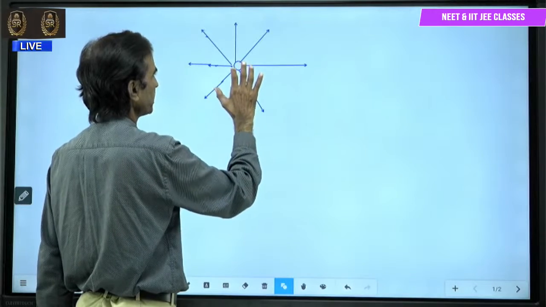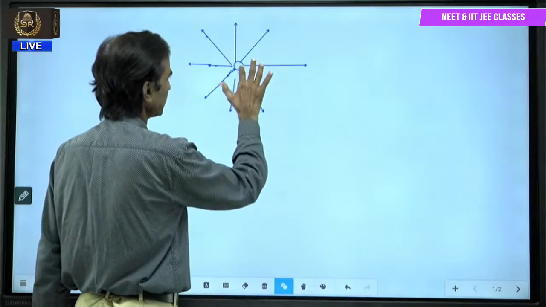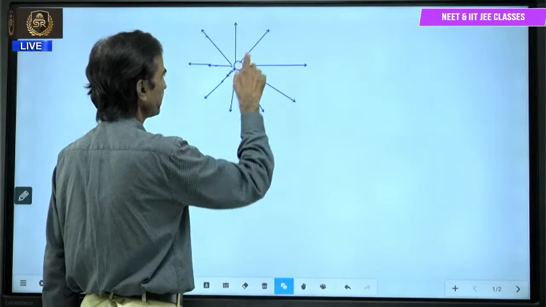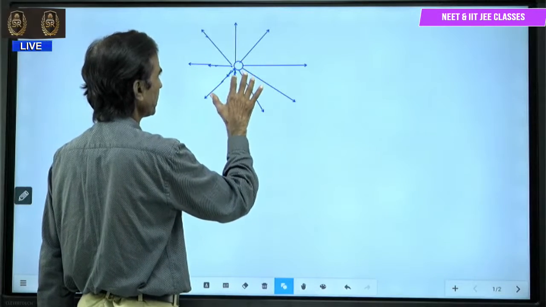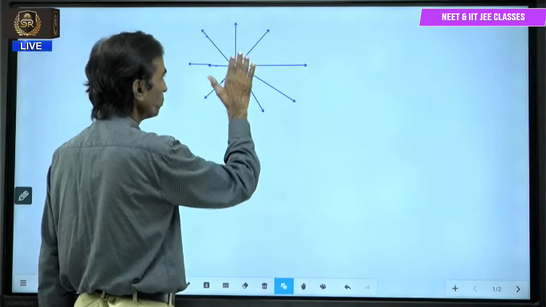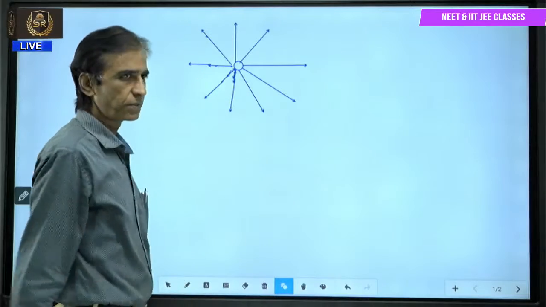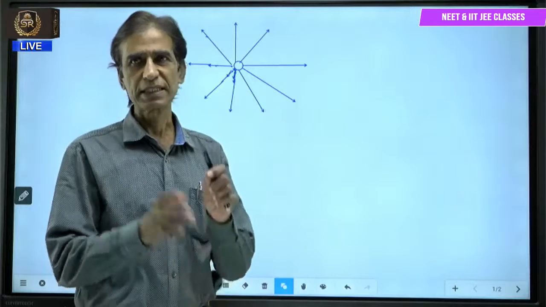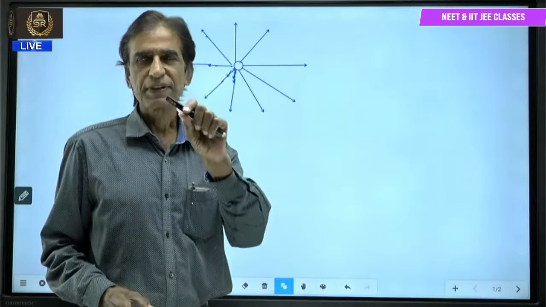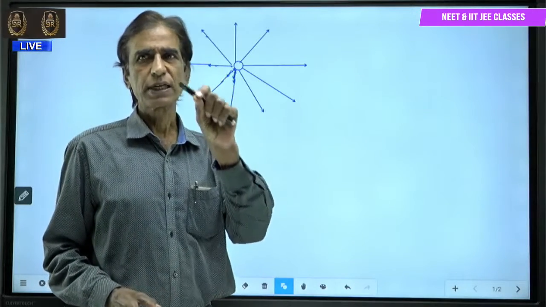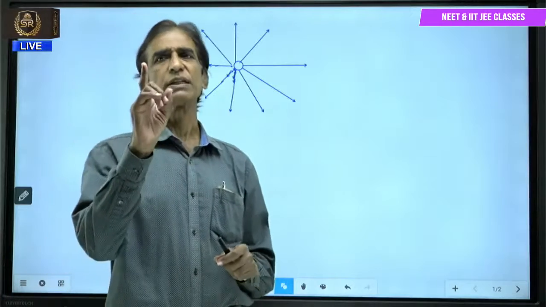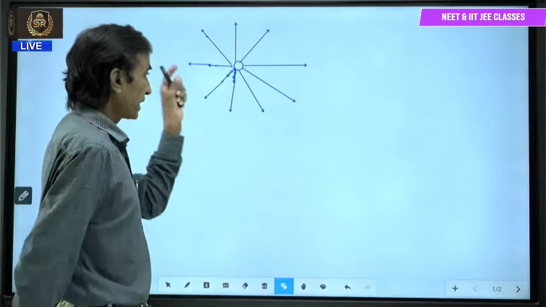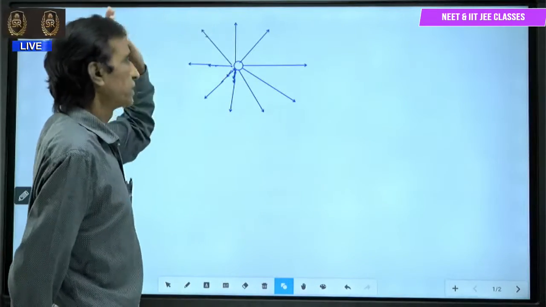Perpendicular to the surface. So like this they should be perpendicular. Everywhere they are perpendicular and they move away from the positive charge. So that is the electric field line for an isolated positive charge. Isolated means only one charge. So for an isolated positive charge it will be like this.